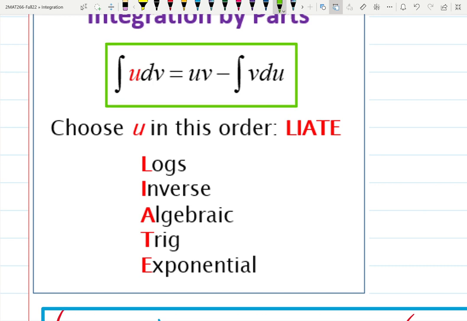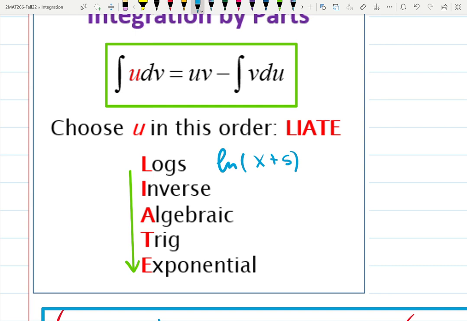Some students memorize it. Most students actually just memorize the pattern. I will show you. When you choose what to have as your u, this is a very good hint, which works almost all the time. Choose first whatever comes first in order, like so. If you see log, definitely choose the logarithmic function. That is, for example, ln x plus 5. Yeah, choose that to be u.